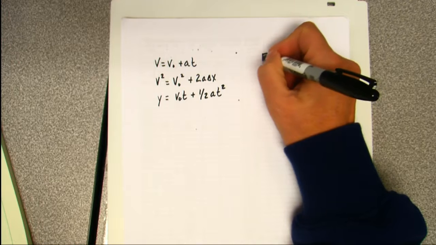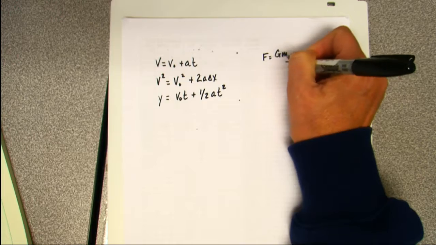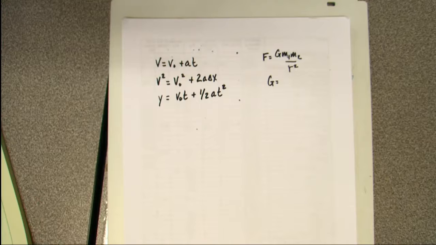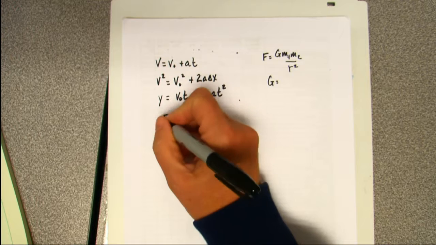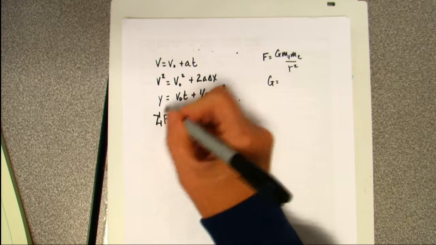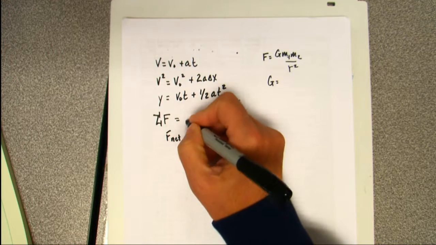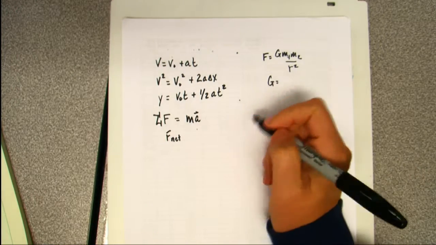I'd make sure that F is equal to G M1 M2 over R squared is on there with the value of G, which is like 6.67. But I'd make sure that that was included on my sheet, because you never know if that's going to show up. We've got Newton's second law. It's the sum of the forces, and this is going to give me my net force is going to equal mass times acceleration. So I would make sure those are on there.